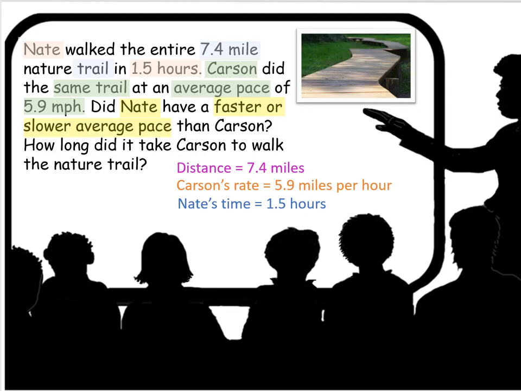If we look at the two questions, did Nate have a faster or slower pace than Carson? Once we find out what Nate's actual pace was, then we can also determine how long it took Carson to walk the nature trail. We would have all the information we need and we'd be able to do that comparison. We'd be able to find out who went faster based on how long it took.